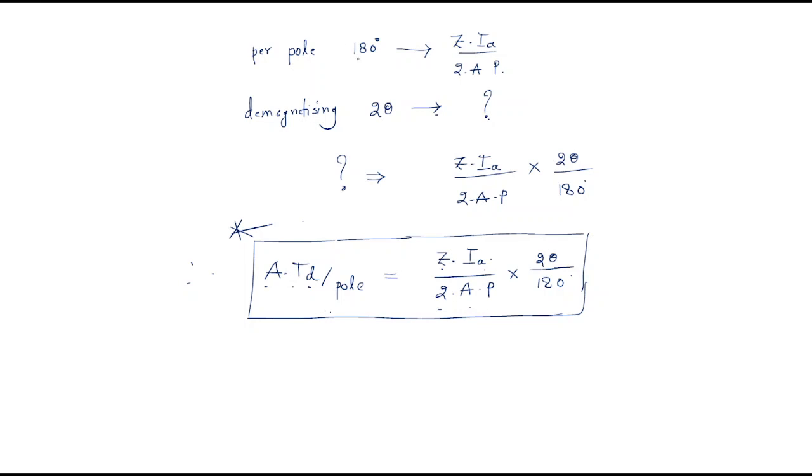How are we finding it? Generally, one pole spans 180 degrees, so it has ZIA by 2AP ampere turns. From that we will get 2 theta. 2 theta means we are getting the demagnetizing ampere turns per pole. So the demagnetizing ampere turns per pole is ZIA by 2AP into 2 theta by 180.